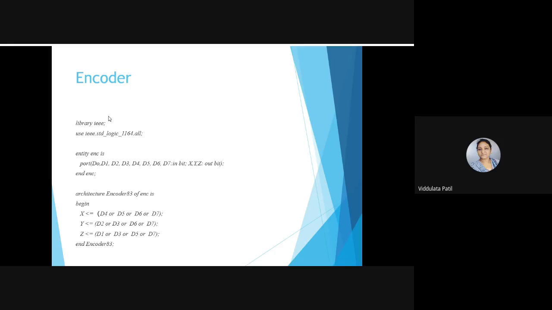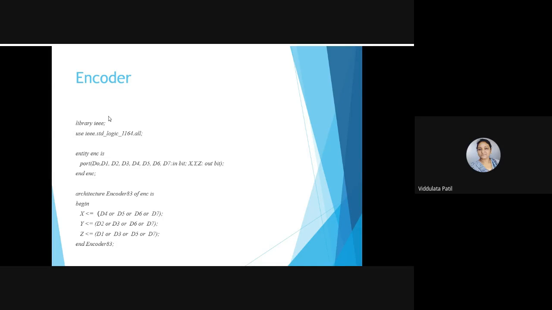As we have three output ports, x, y and z: x is assigned the expression d4 or d5 or d6 or d7. This is the boolean expression that you get from the truth table for this encoder. y is assigned d2 or d3 or d6 or d7, and z is equal to d1 or d3 or d5 or d7.